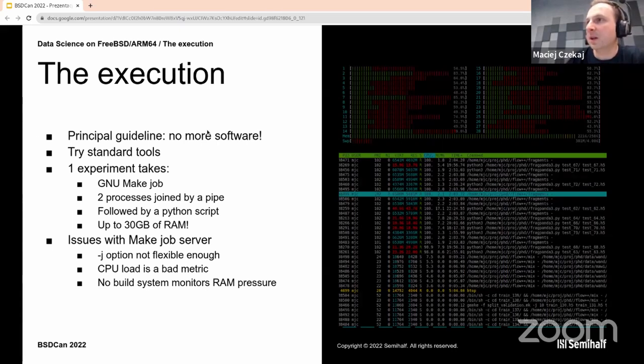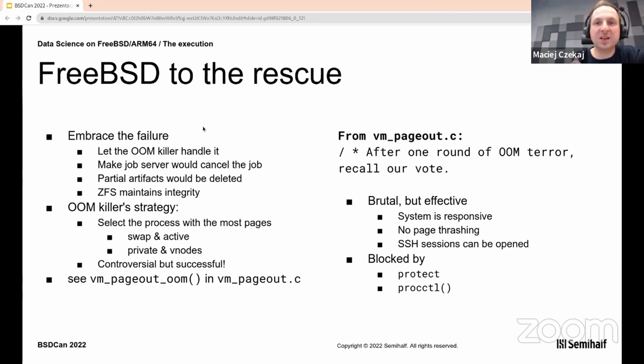So what to do about it? Well, the FreeBSD system actually helped me with that. The first principle here was to embrace failure. I had to admit that sometimes one instance of my experiment could fail because there is not enough RAM. I couldn't predict how much RAM a particular experiment would take and how many experiments I could run in parallel before running out of memory. It wasn't predictable. So I allowed the OOM killer to do the job for me, provided that I lose some CPU time. Ultimately I could lose 1 hour of CPU time if at the very end the experiment got killed.